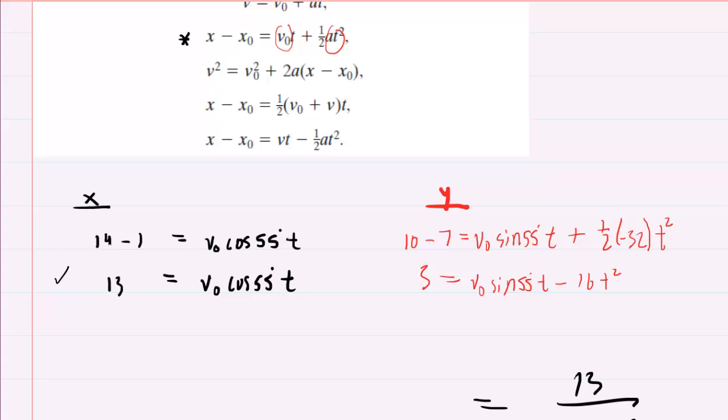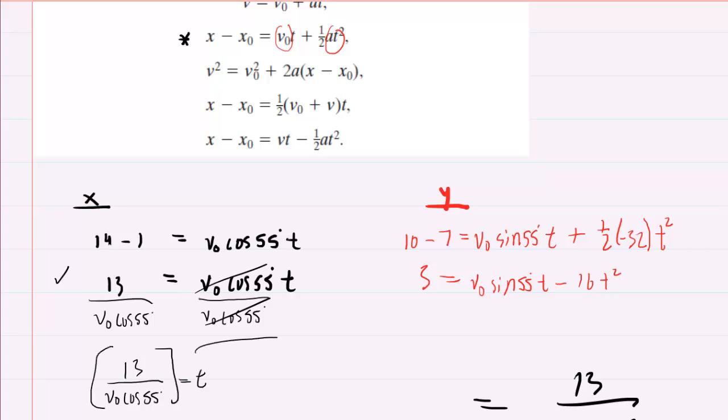So we solve it for the time. You'll divide both sides of the equation by the v0 cosine of 55 degrees. And that will cancel it out on the right-hand side. So then we see that time can be inputted as 13 over v0 cosine of 55 degrees.